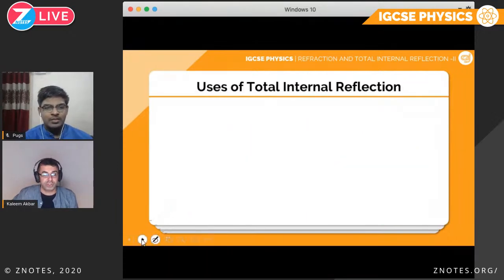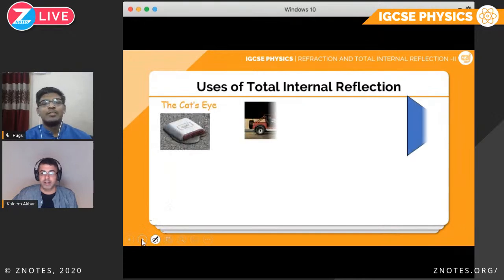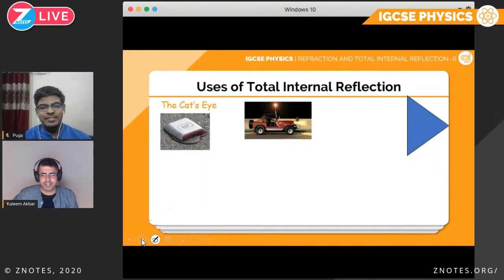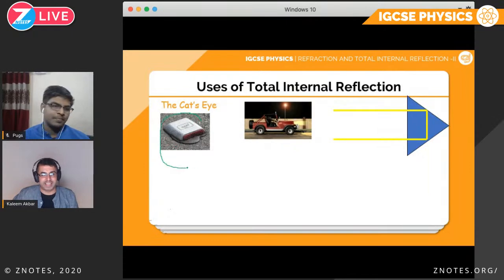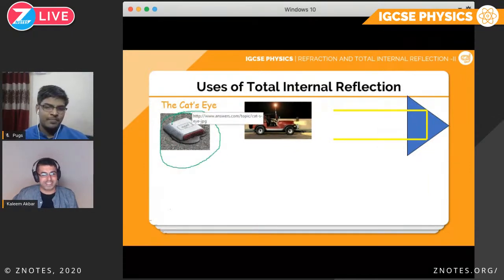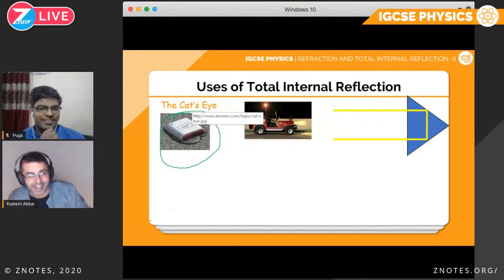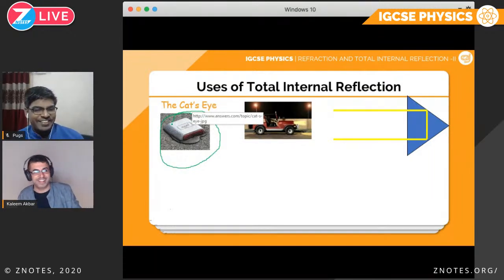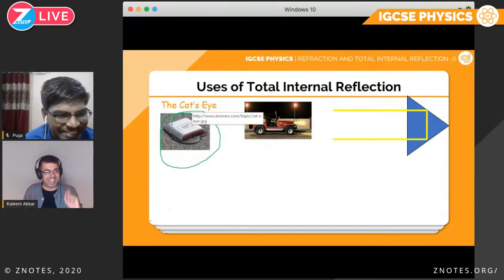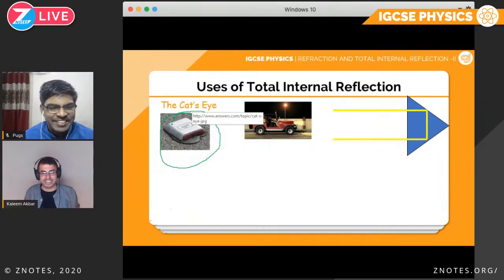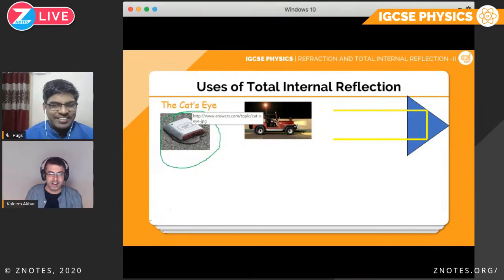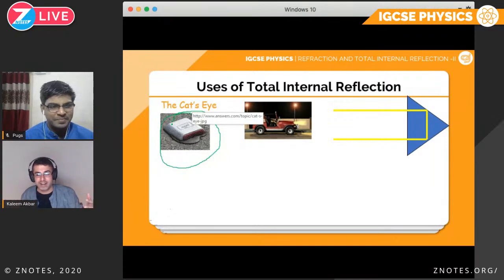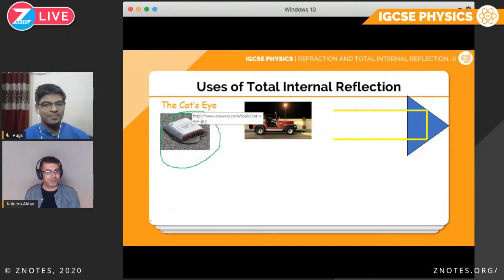Okay, uses of total internal reflection. I actually love this slide because there's some brilliant exam material right here that I am going to hit you guys up with right now. So, guys, these are called cat's eyes. And you know what? When I realized how these worked, I thought to myself, what an idiot I was as a teenager. I used to think, how cool are these lights that whenever daddy's driving the car, they know we're coming and they light up.